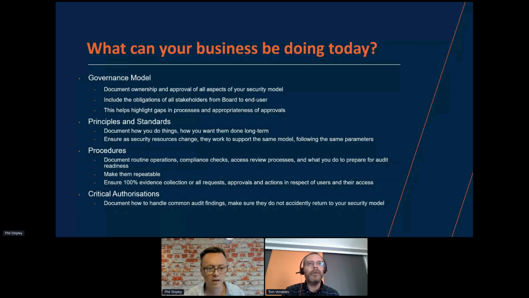Principles and standards, again, are about documenting how you do things and how you want them done long term. You're setting those standards so that as your administrators come and go, you get that consistency going forward. The procedures document your routine operations. You're all doing it. If you haven't written it down, write it down.